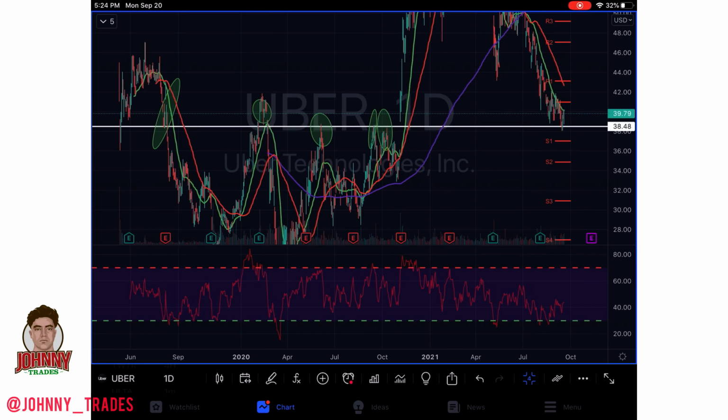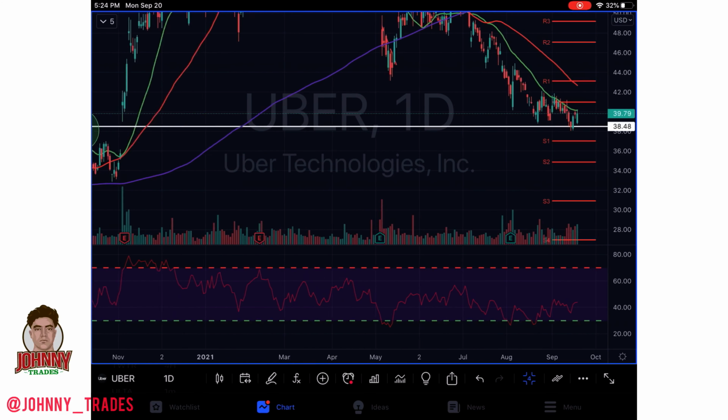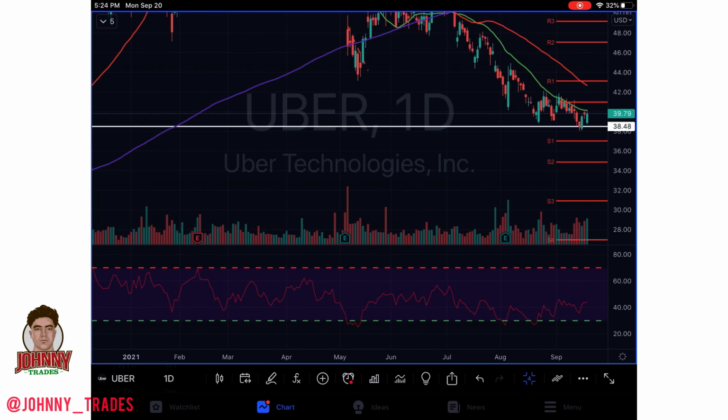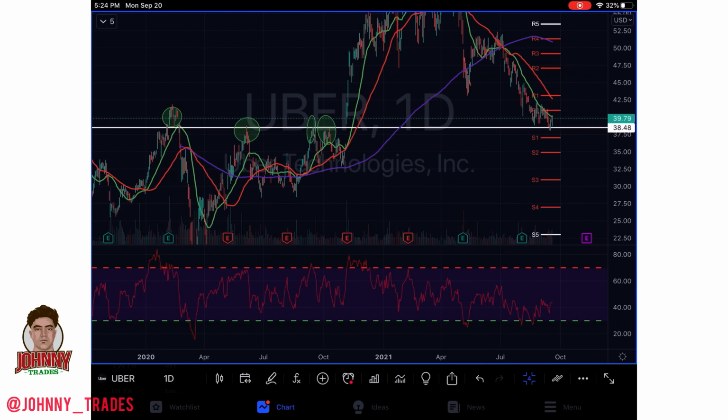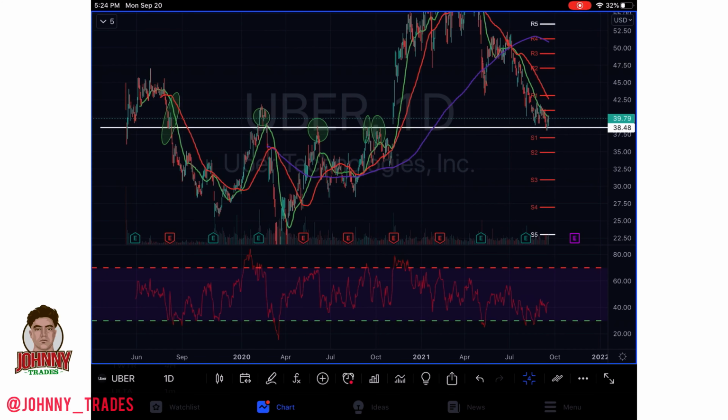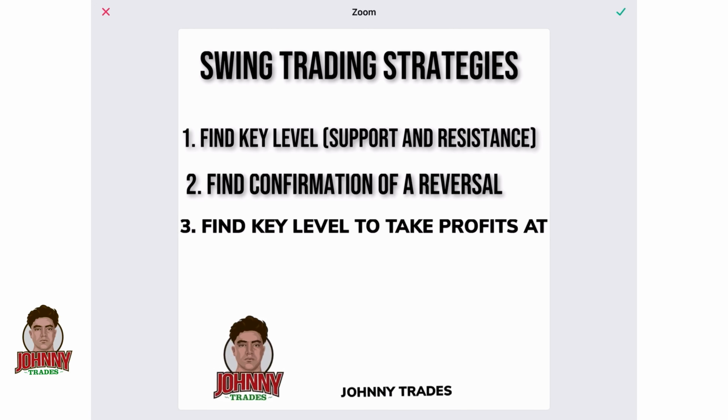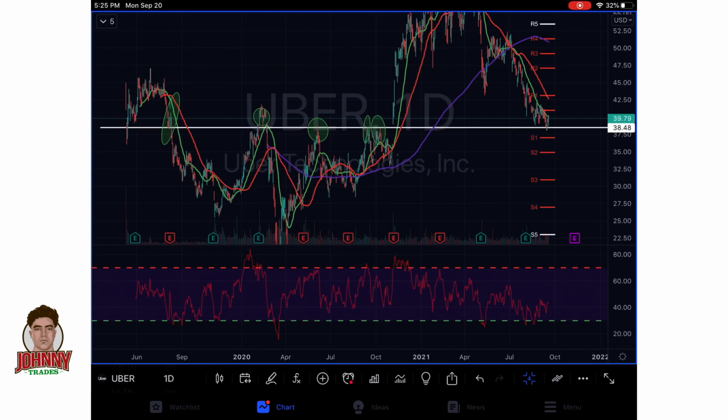Here we could watch for rejections or bounces. A rejection is when it hits resistance and it falls. A bounce is when it hits support and it goes up. So here is a good time to play Uber. We're done with the first part, which is to find a key level. We have a strong key level on Uber, which is 38.48.